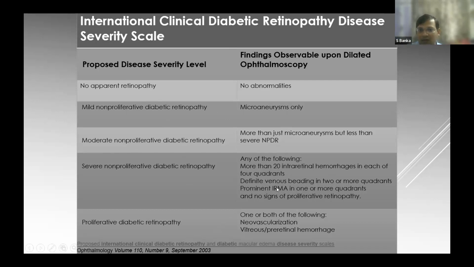and there are no other signs related to proliferative retinopathy. And PDR is defined as any one or both of the following, that is either neovascularization or vitreous or pre-retinal hemorrhage. If there is a vitreous hemorrhage or a pre-retinal hemorrhage, you straight away classify it as proliferative diabetic retinopathy, even though you may not be able to see any frank neovascularization on the fundus.